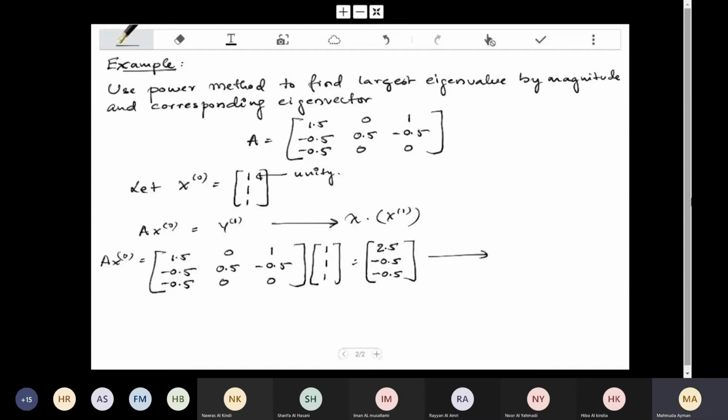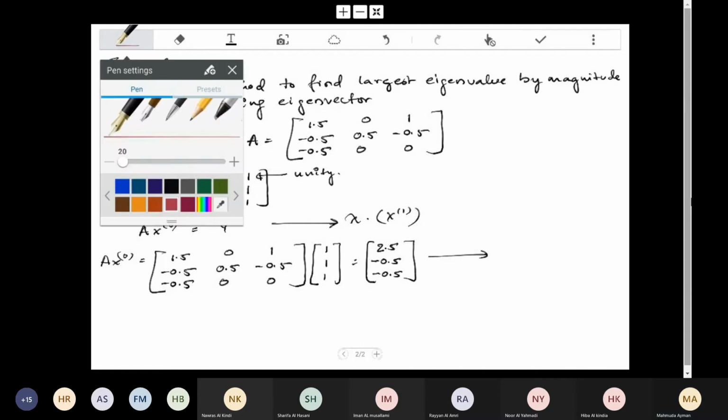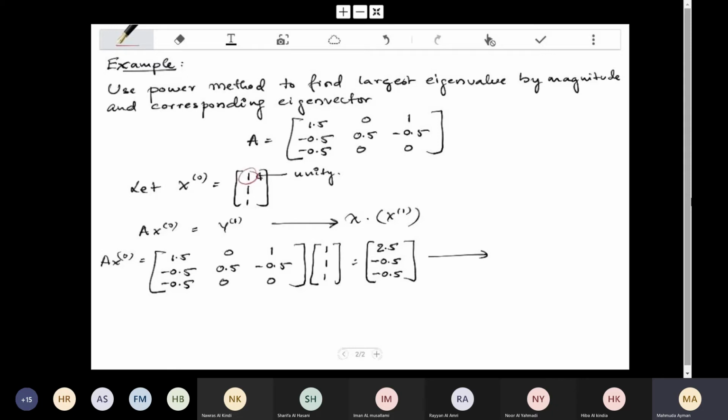As we told above, we'll keep the first element to be 1 always. So we'll divide each of these elements by 2.5. Therefore we'll scale out 2.5, something like taking out common as 2.5, and here we'll have 1, and then minus 0.2 and minus 0.2.